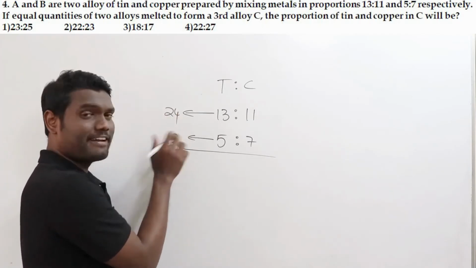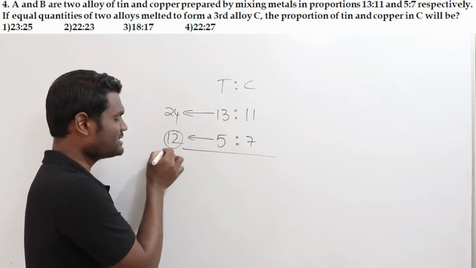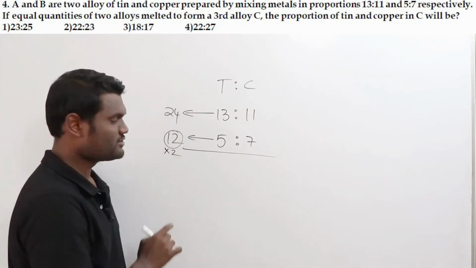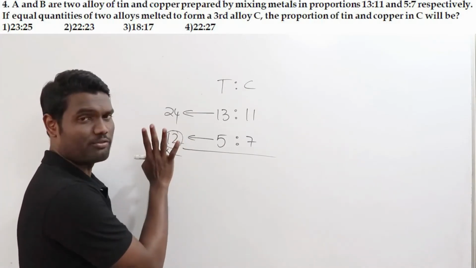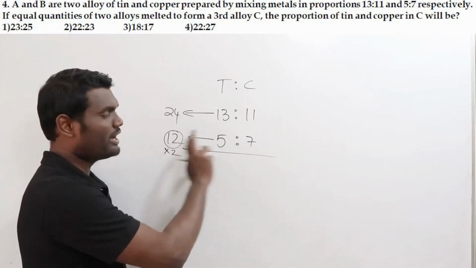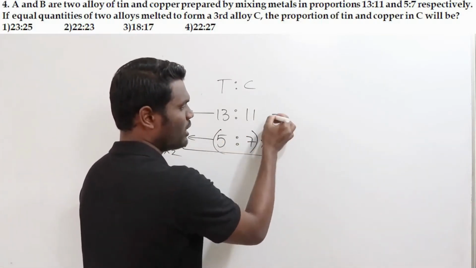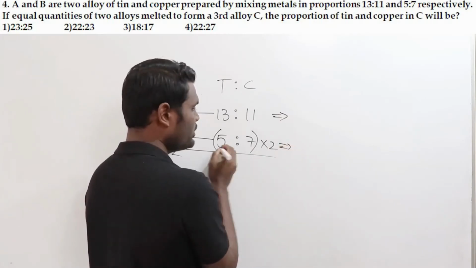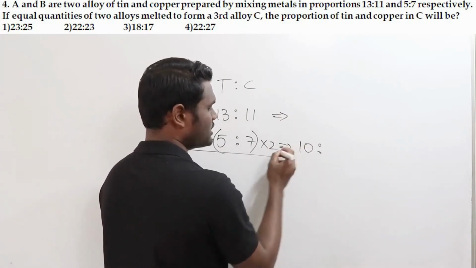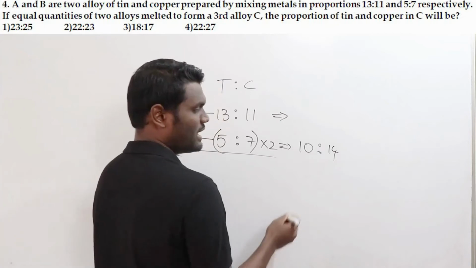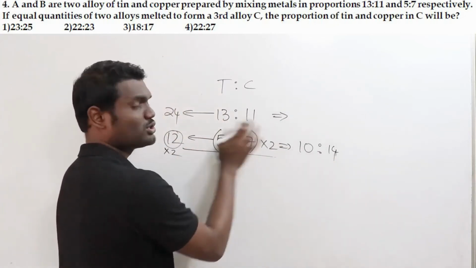Now what I need to do, if I need to make them same, is I just need to multiply this with 2. If I multiply this with 2, 12 into 2, this will be same as 24. When I multiply with this 2, the whole ratio has to be multiplied with 2. So this will be 2 into 5, 10. Next 2 into 7, this will be 14. Now this is 24, this also will be 24.